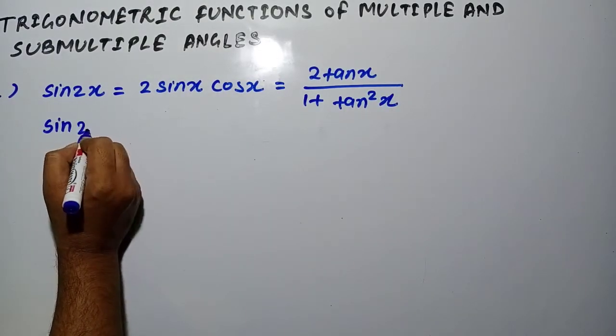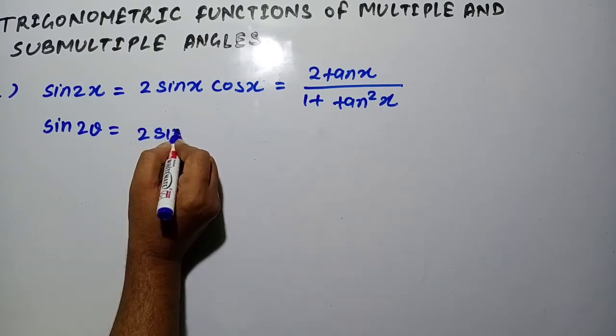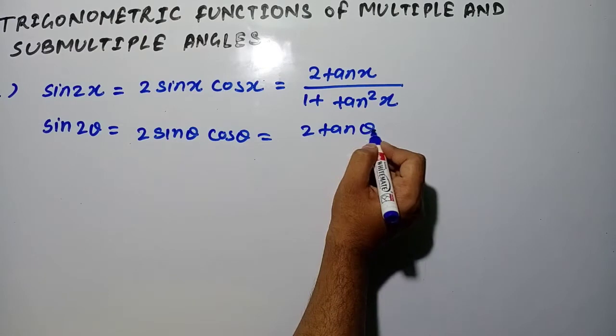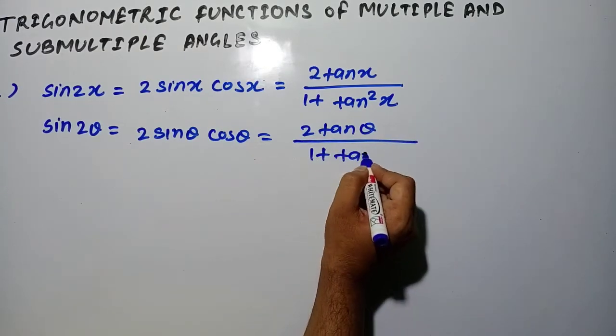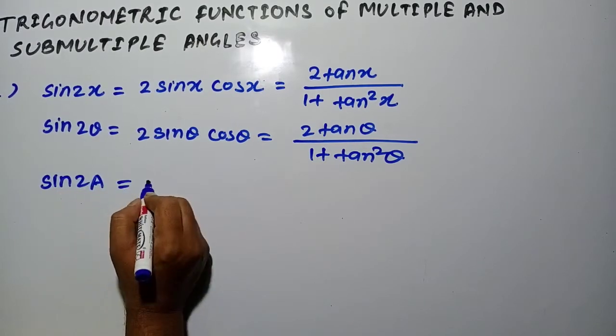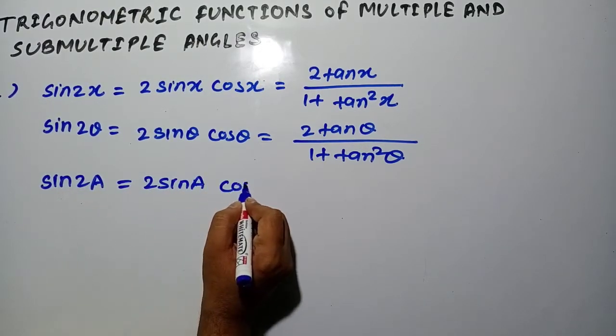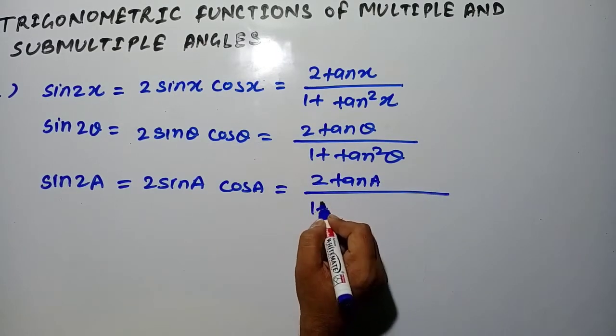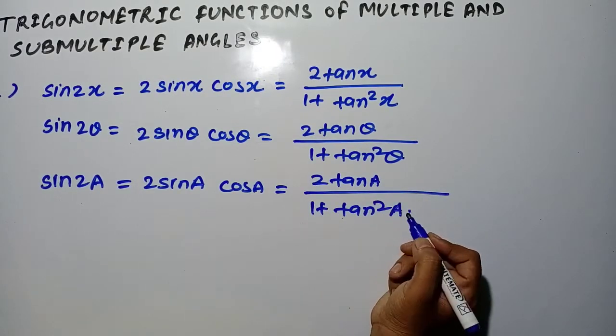Similarly, in place of x we can write theta. So sin 2 theta is equal to 2 sin theta cos theta, which is equal to 2 tan theta divided by 1 plus tan square theta. Similarly, students, we can write sin 2a is equal to 2 sin a cos a is equal to 2 tan a divided by 1 plus tan square a.